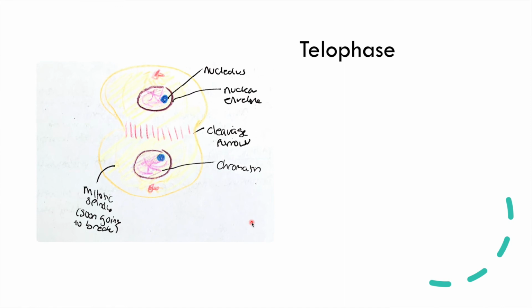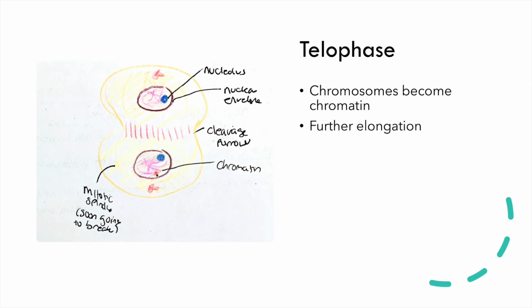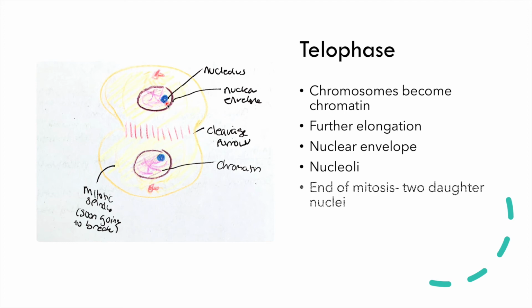In the final stage of mitosis, telophase, chromosomes decondense into chromatin. The non-kinetochore microtubules move further apart, elongating the cell. The nuclear envelope reforms. Nucleoli reappear. The formation of two identical nuclei marks the end of mitosis.